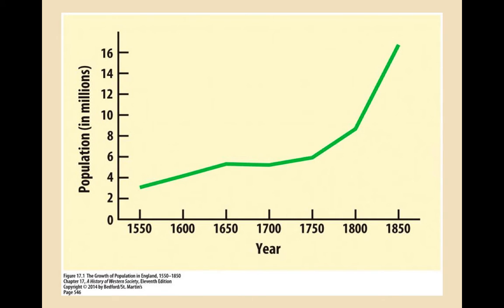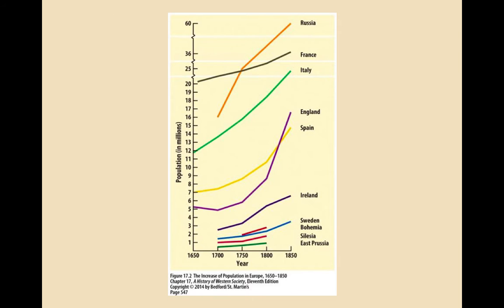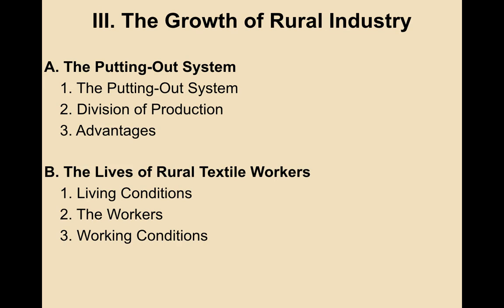So you can see in this chart the growth of population between 1550 and 1850. Here you can compare all the different countries over the time span of 1650 to 1850. I'm trying to save time and go fast, so you can pause the graph to really look at it.